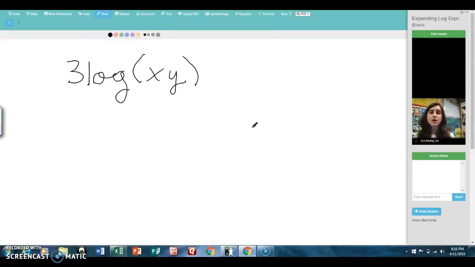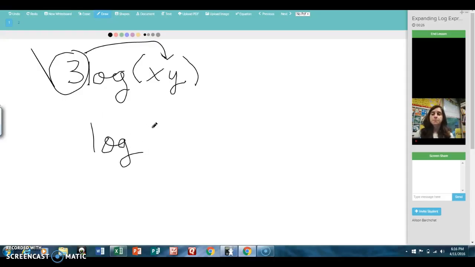I have a log expression here and we are going to expand it, which means we're going to write the word log as many times as possible and go from just one little log to one very large log expression. So the first thing I'm going to do here is use my coefficient and move it to the back as an exponent on both of those variables. So it's going to look like this.